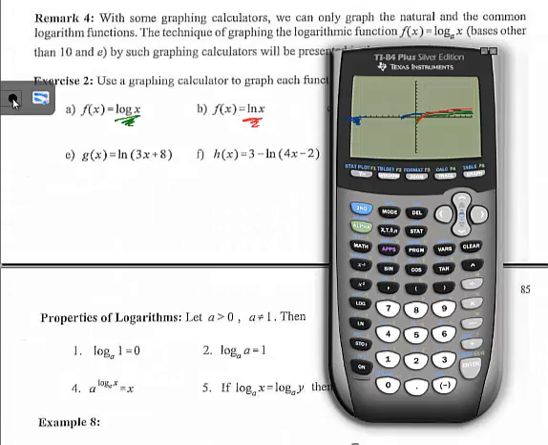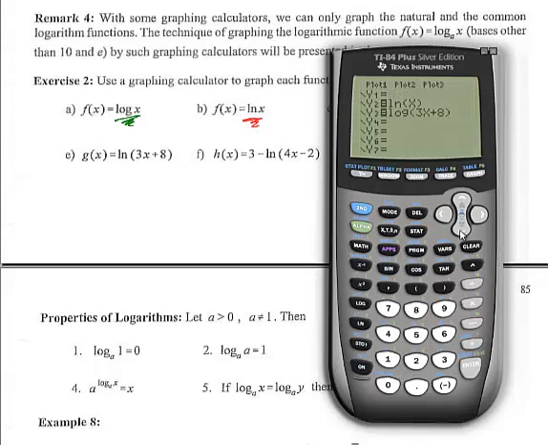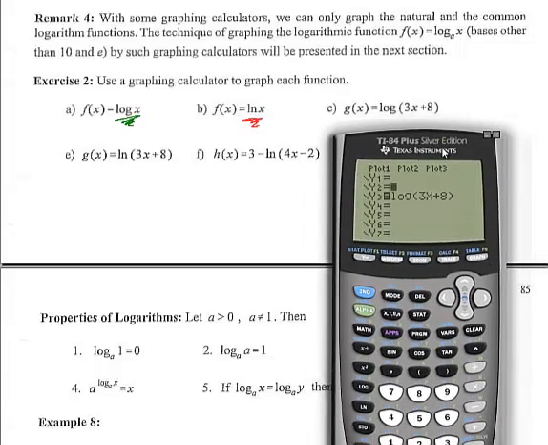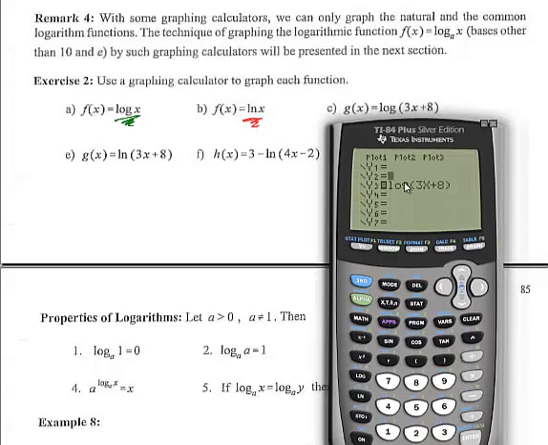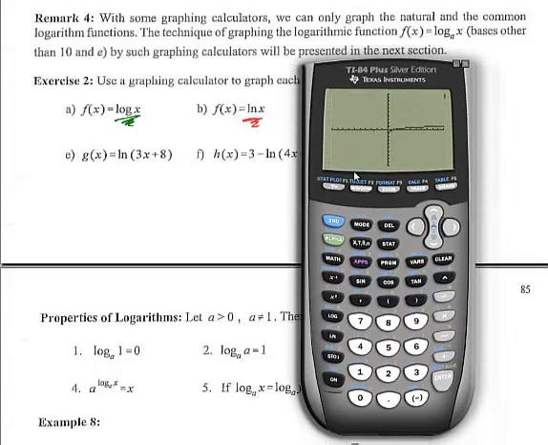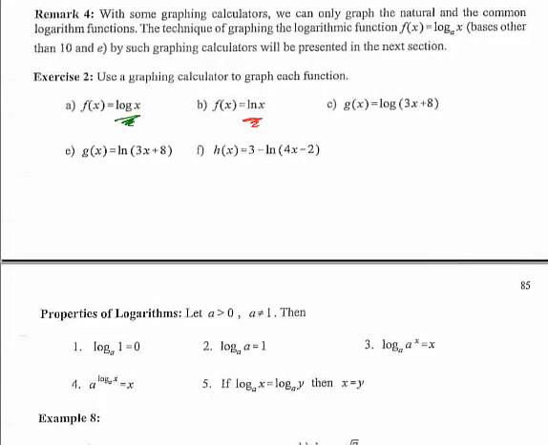Okay, what we'll do at this point is we will clear our y editor of the first two, and we'll take a closer look as far as what happened with our original log function whenever we multiplied x by 3 and added 8. We will zoom in.